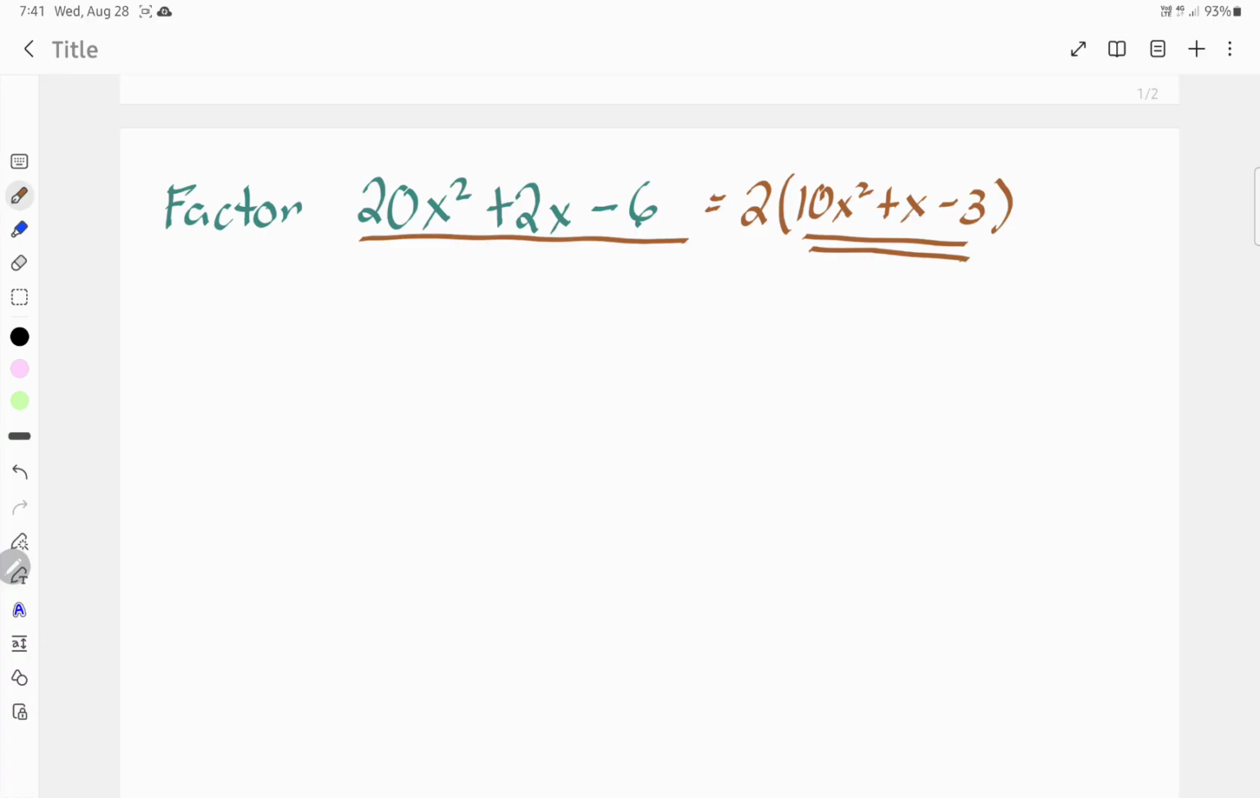If you were going to check that, 10x squared plus x minus 3, it's not a PST. So therefore, we remove now the common factor. And then we have now 10x squared plus x minus 3. You can now start now using now the Xbox method.